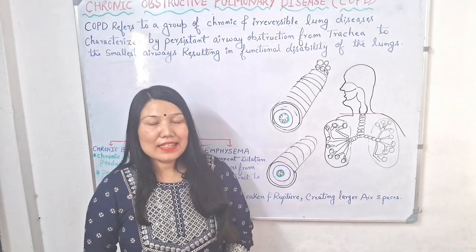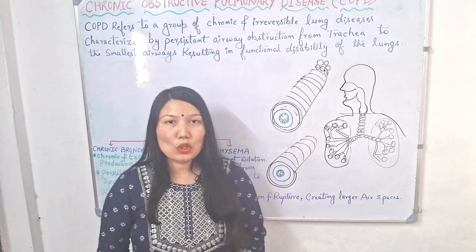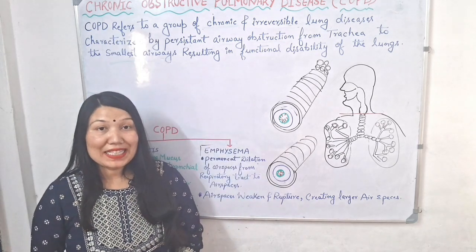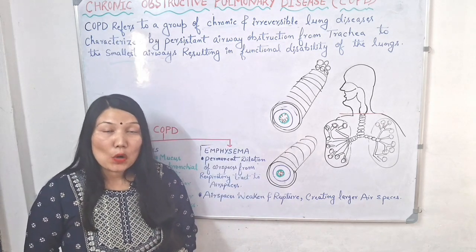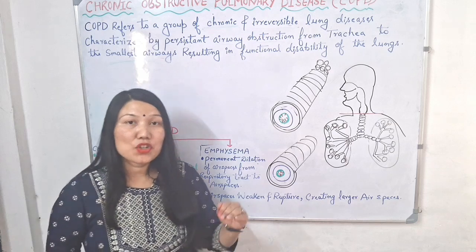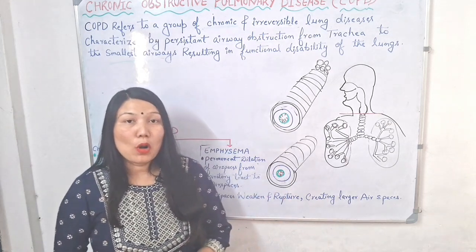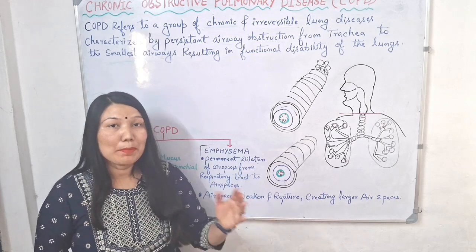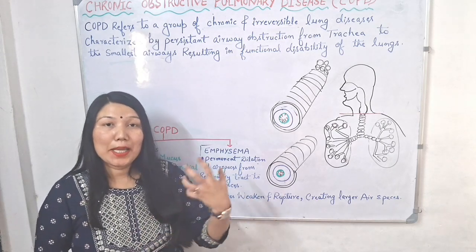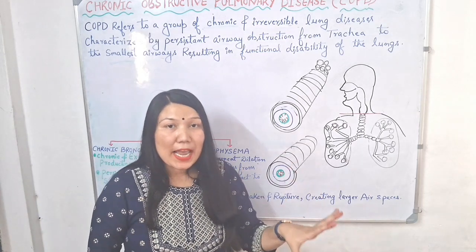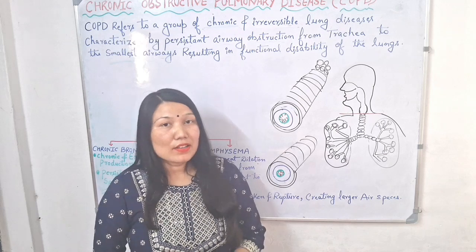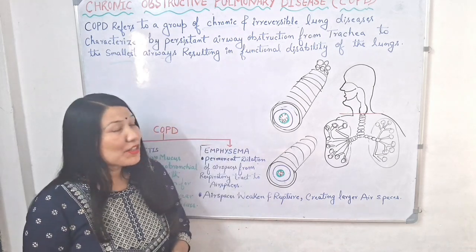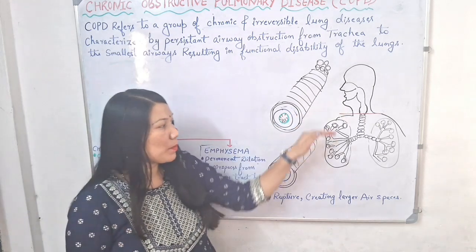So today's disease condition is COPD. COPD means chronic obstructive pulmonary disease. It is a long-term disease condition of our lungs where blockage happens in the lungs. The blockage can be partial or complete. There can be partial obstruction or complete obstruction in our respiratory tract, and that is called COPD. So basically, COPD happens in the lower respiratory tract.